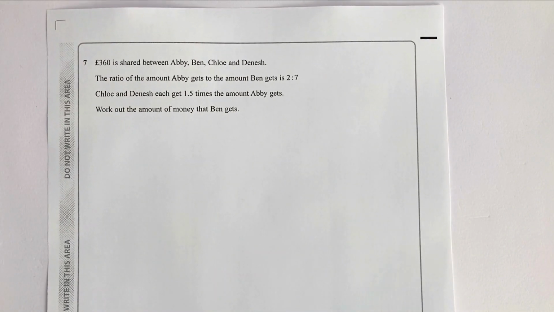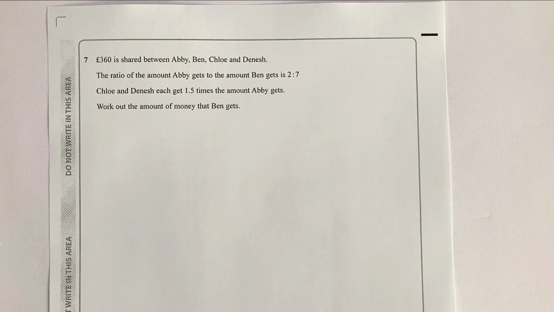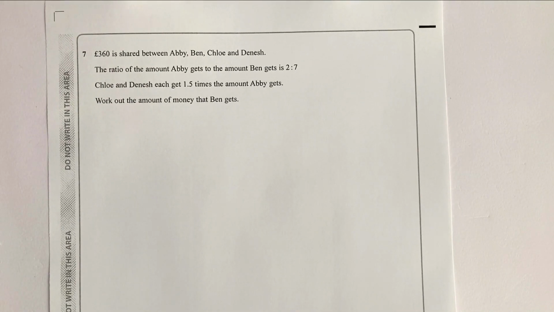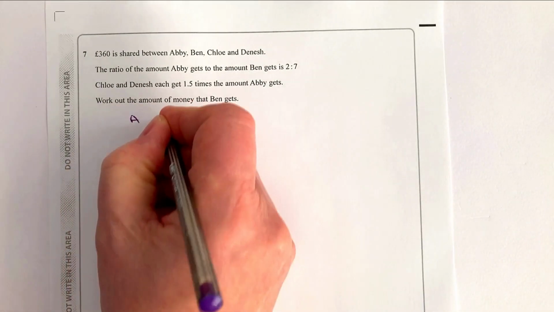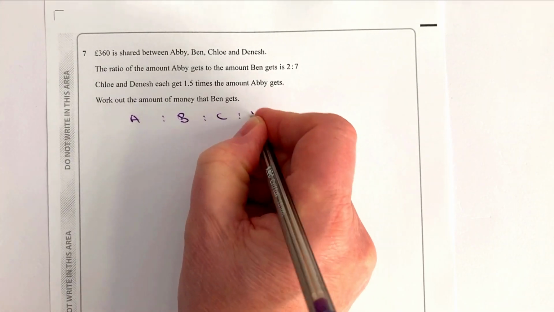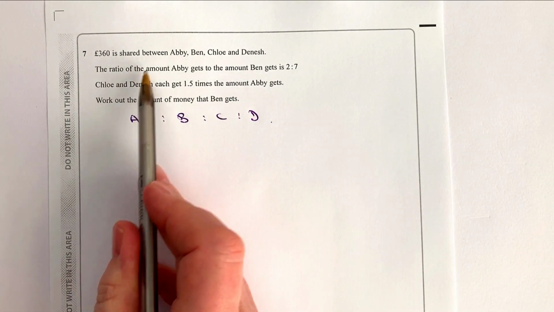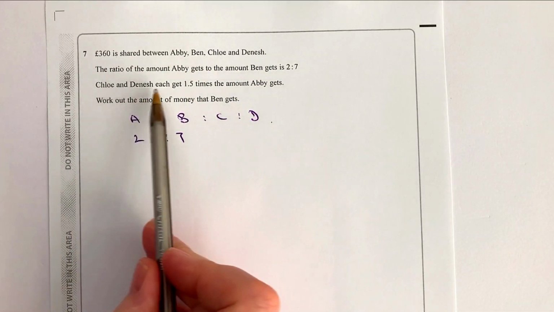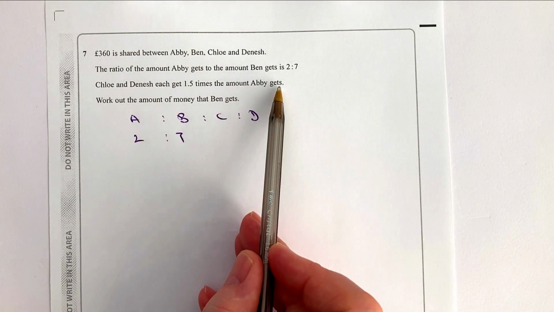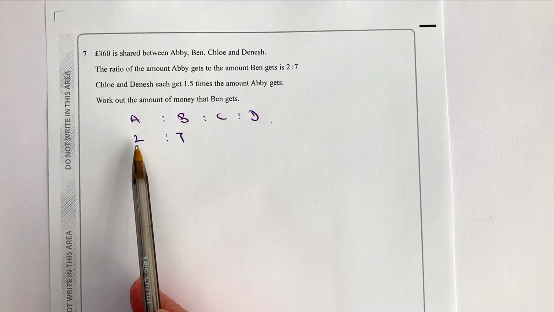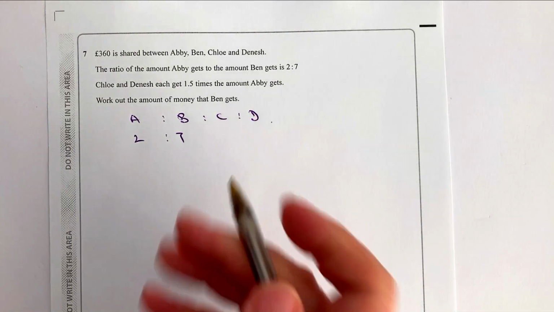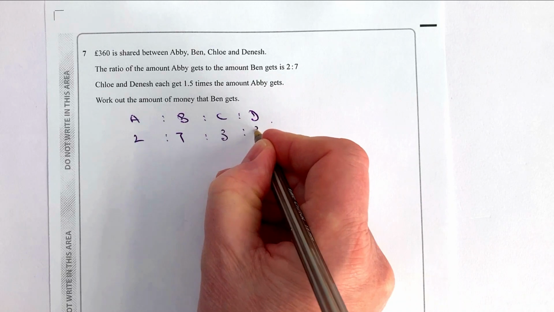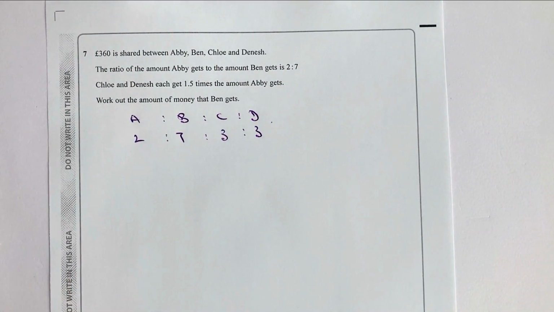We're looking here at a ratio question, and in this particular one we've got 4 people who are sharing £360. So let's have a look at what's actually happening in the word problem. We've got A to B to C to D. Now it says Abby to Ben gets 2 to 7. Well, that's okay. And then it says Chloe and Dinesh get 1.5 times the amount Abby gets. Well, if Abby gets 2, then 1.5 times 2 is going to be 3. So therefore, Chloe and Dinesh must get 3 each. Hopefully that's okay for you.